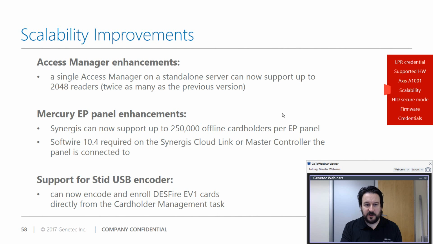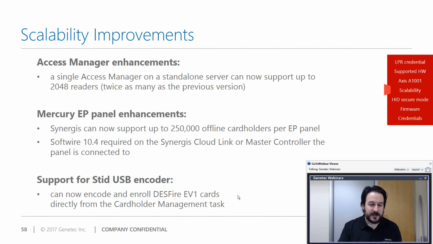All right, so a few scalability improvements in terms of the Access Manager. Now a single Access Manager on one server can support up to 2,048 readers. This is twice as many as the previous versions. Looking at the Mercury EP panels, we can now support up to 250,000 offline card holders per EP panel. And of course, like I like repeating, software 10.4 is required for this, on the Synergis CloudLink or the Synergis Master Controller that the Mercury panel is connected to.